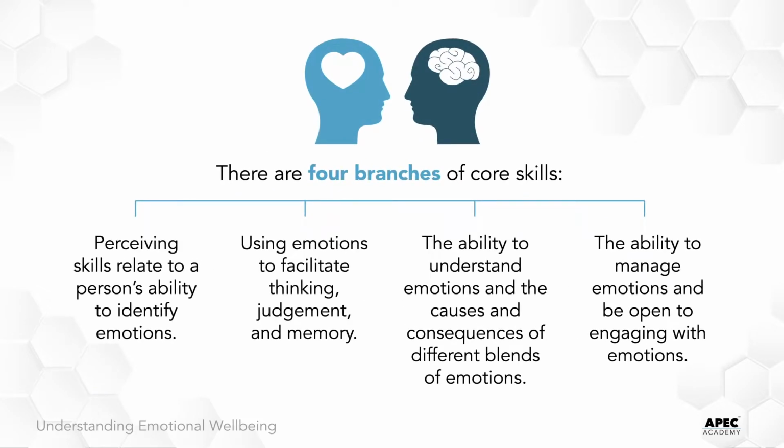In one well-known model of emotional intelligence, there are 4 branches of core skills. Perceiving skills relate to a person's ability to identify emotions in themselves and others, express emotions for their needs, and be able to see honest and dishonest expressions of emotions. Using emotions to facilitate thinking, judgment, and memory is the next important skill. Thirdly, the ability to understand emotions and the causes and consequences of different blends of emotions is important. Lastly, the ability to manage emotions and be open to engaging with emotions is useful.